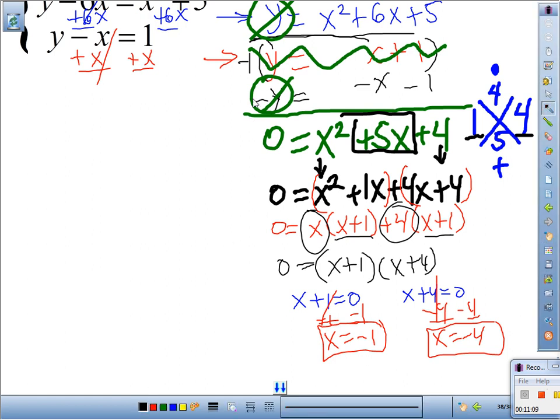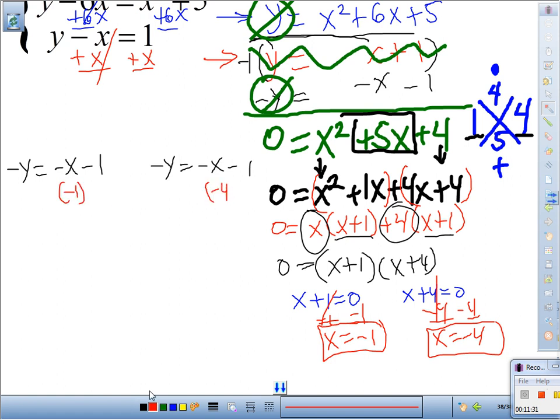So I'm going to take the second equation. What was my second equation here? So I'm going to write it twice. Negative y equals negative x minus 1. Negative y equals negative x minus 1. Why do we write it twice, Mr. Q? Because we have 2 x values that we need to substitute in there. The first one is what? Negative 1. And the second one is negative 4.